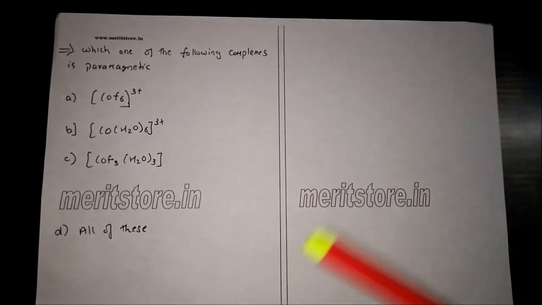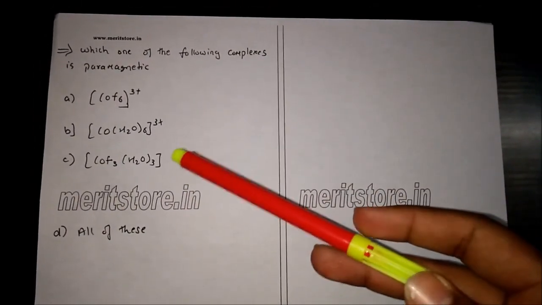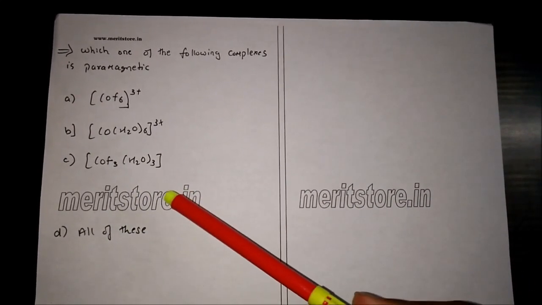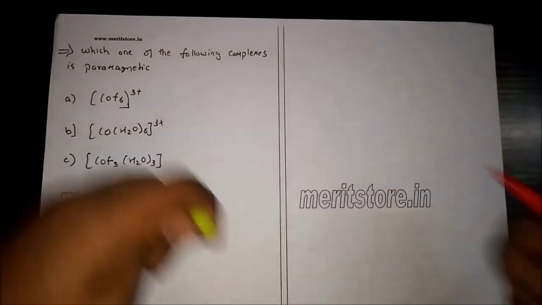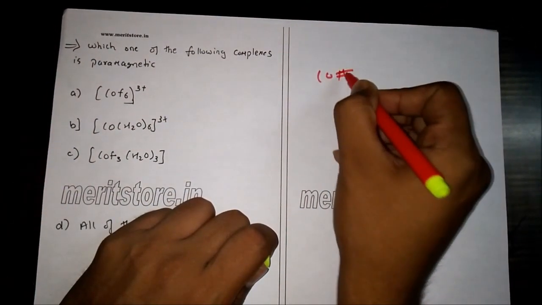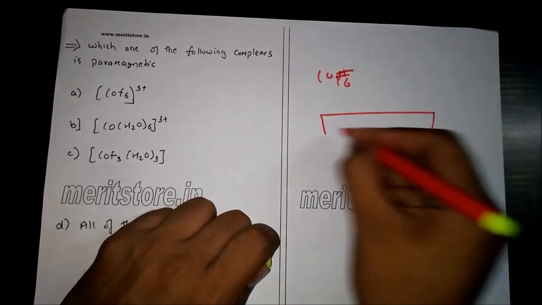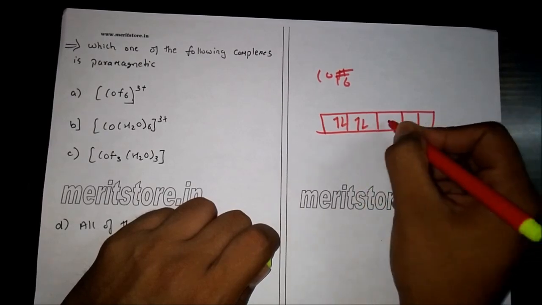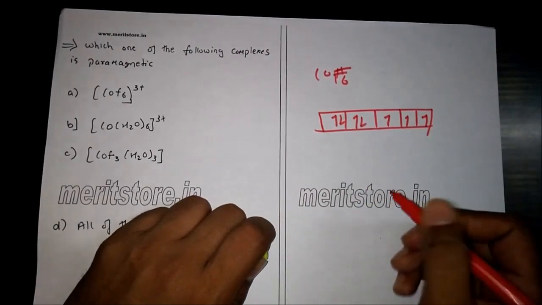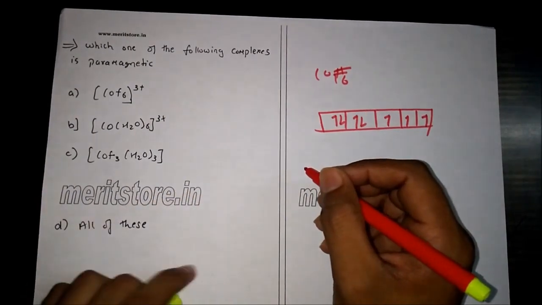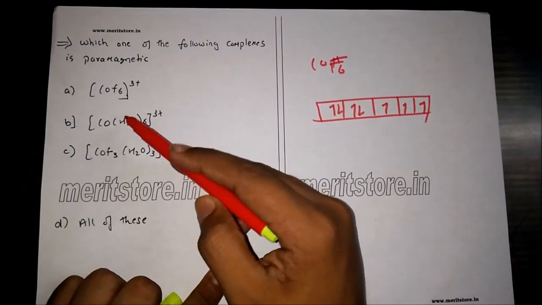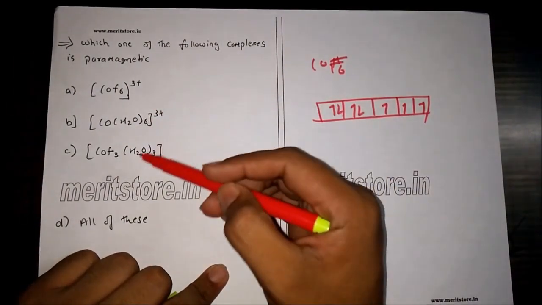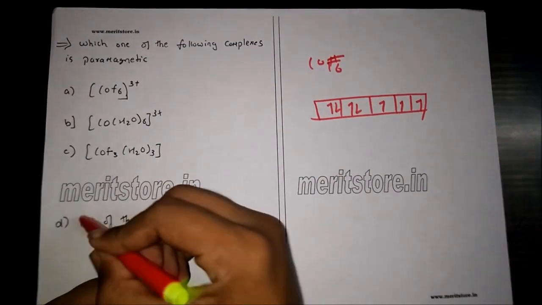Which one of the following complexes is paramagnetic? A. [CoF6]3-, B. [Co(H2O)6]3+, C. [CoF3(H2O)3], and D. All of these. Now if you look at CoF6, here only two electrons are paired, and the rest of the three electrons are unpaired. Therefore this is paramagnetic. Similarly, if you look at B and C also, as the ligands are weak, they do not induce pairing of electrons, so they all show paramagnetism. Therefore the correct answer is option D, all of these.